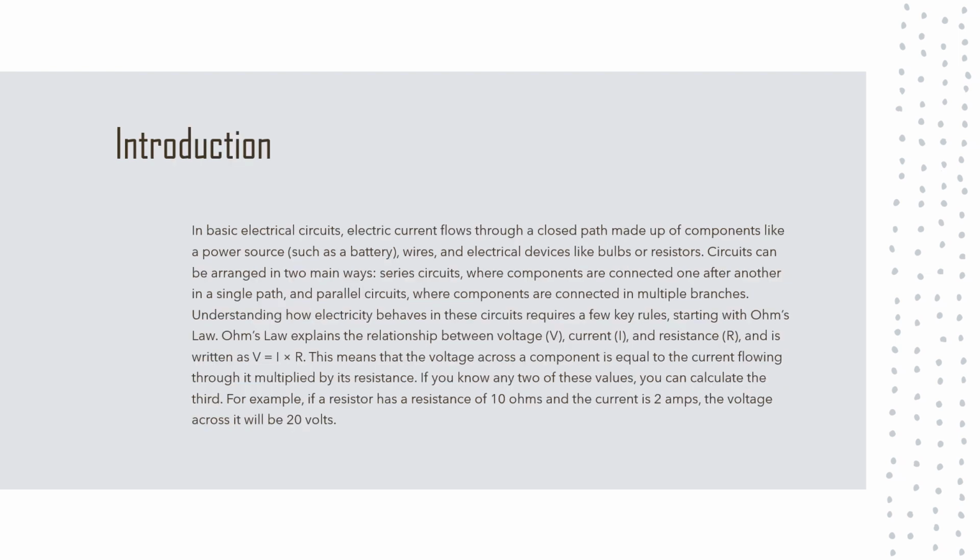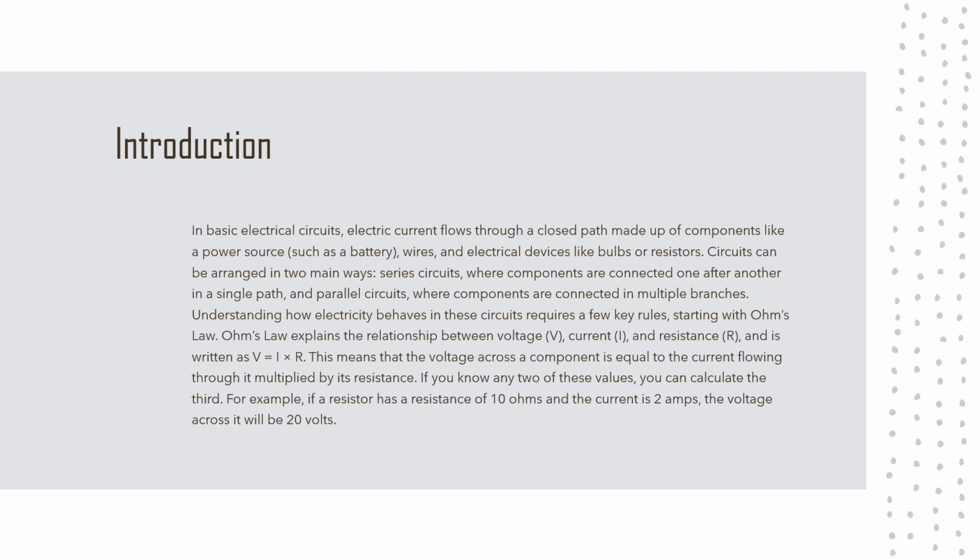Electrical circuits. Electric current flows through a closed path made up of components like a power source, such as a battery, wires, and electrical devices like bulbs or resistors. Circuits can be arranged in two main ways: series circuits, where components are connected one after another in a single path, and parallel circuits, where components are connected in multiple branches.